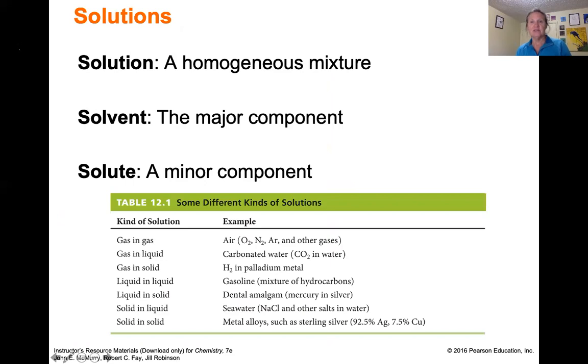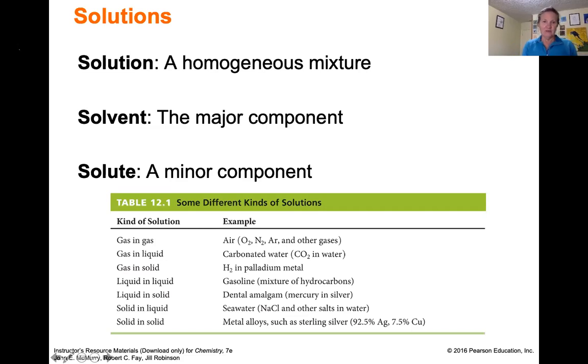A solution is a homogeneous mixture. So things are mixed, you don't have particles separate of the liquid, or if it's two solids, they're completely mixed in a homogeneous way. Because you can have liquids, gases, and solids, the solvent is usually defined as the major component, so that's present in the largest excess, and the solute is the minor component.